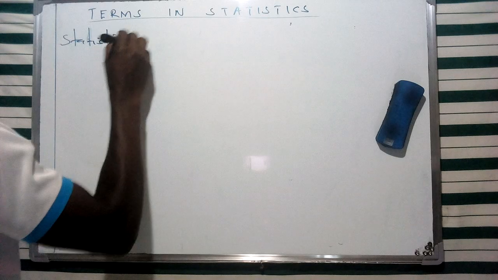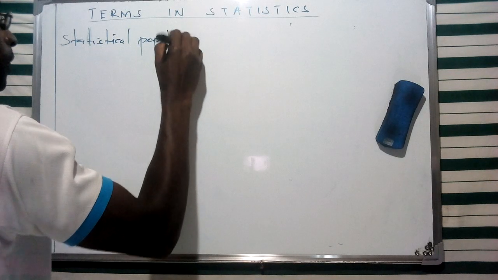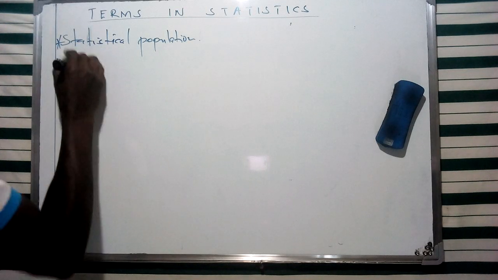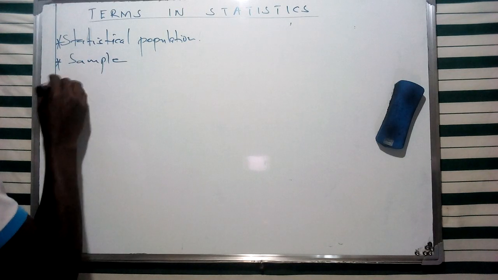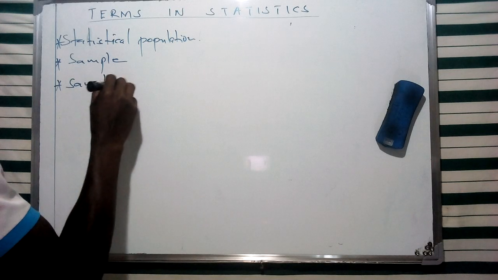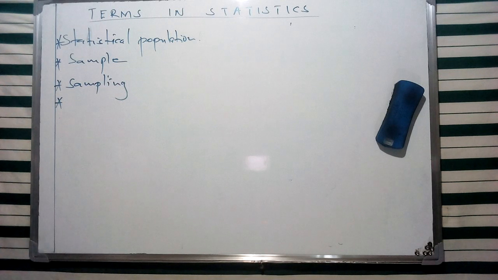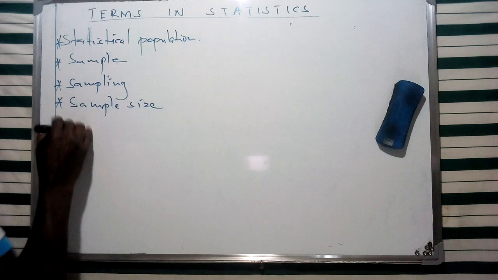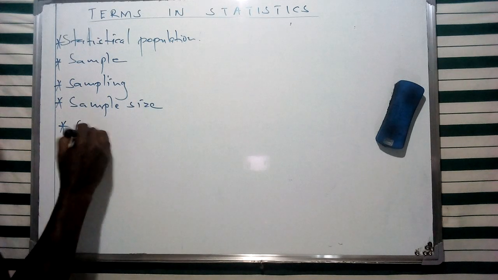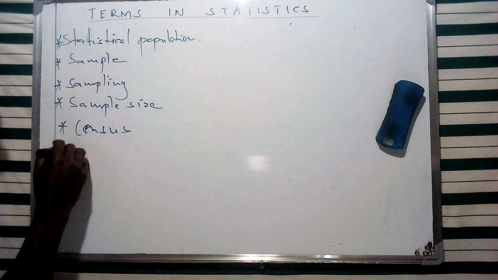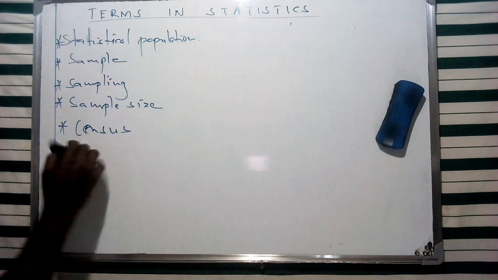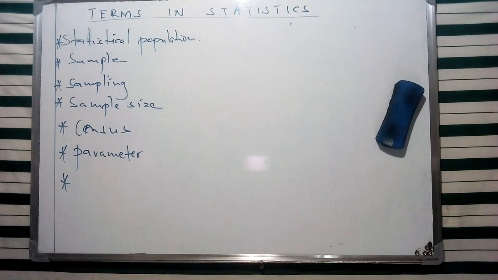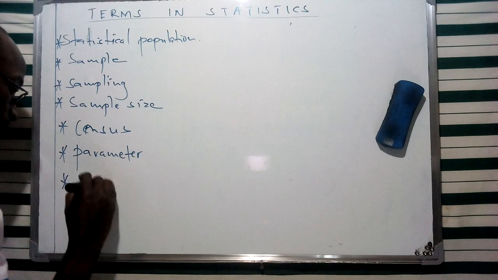statistical population. I'm just going to list the terms, and then we're going to come across the term sample, the concept of sampling, and then sample size, and then we shall talk about census, and then perhaps parameter, and then lastly but not least, we shall look at the concept of a variable.